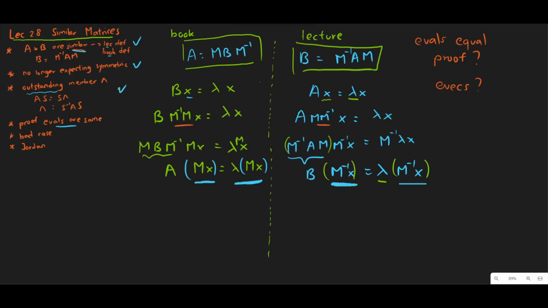Now let's move on with a not so good example, the bad case of similar matrices. See you in part 2.